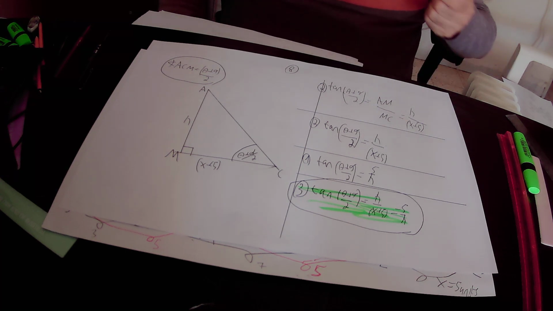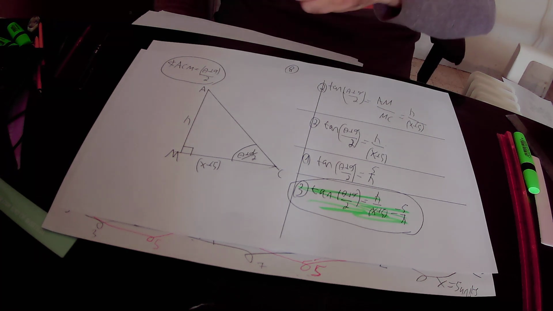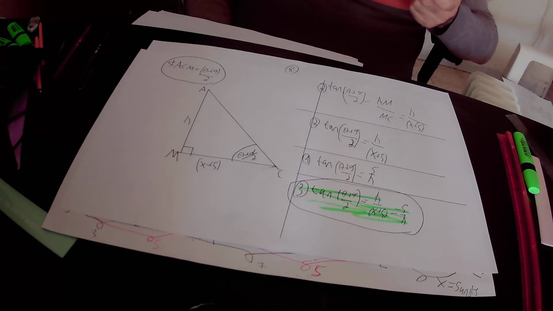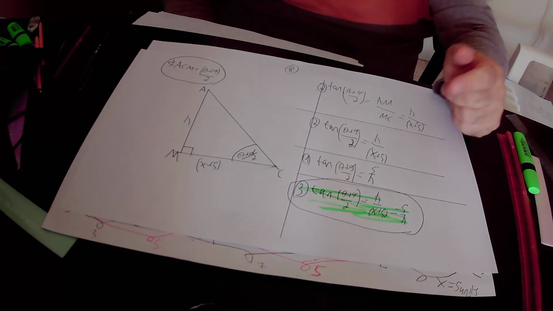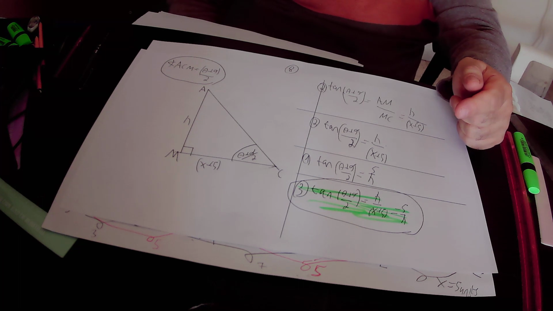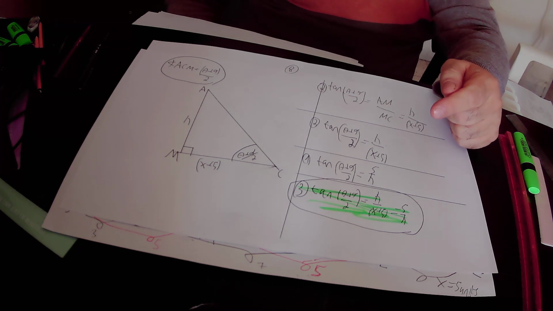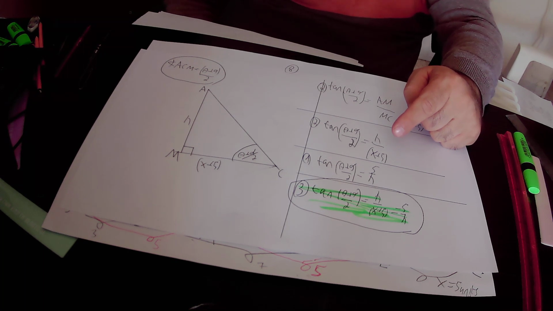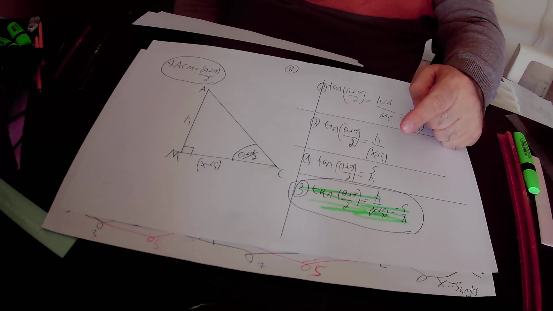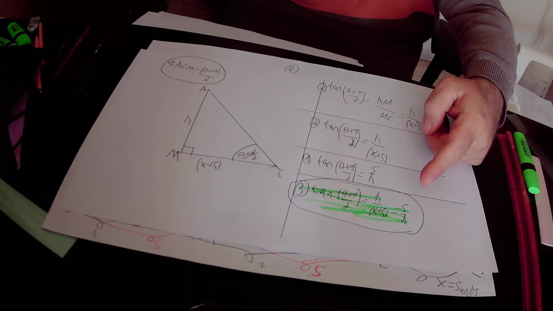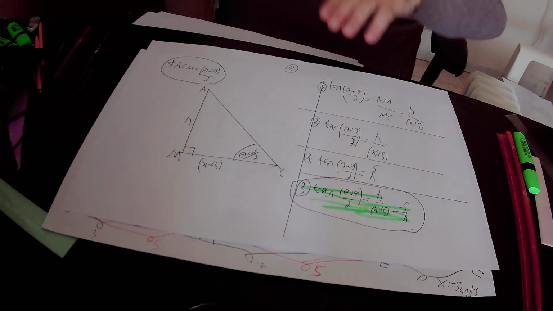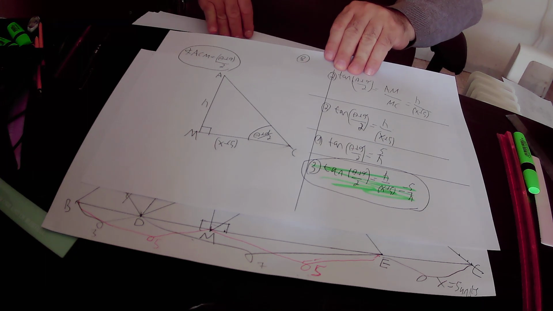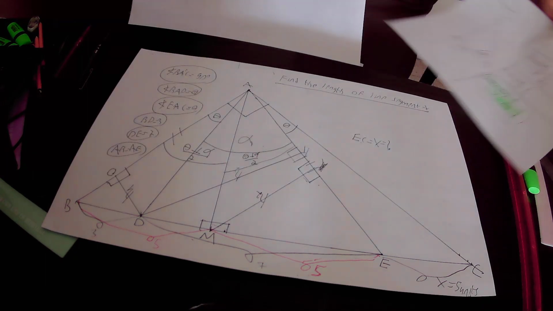5 over H. Then we created equation number 3, that is the combination of equation number 1 with equation number 2. That is to say, according to equation number 3, tangent of (theta plus alpha) over 2 equals H over 5 plus X according to equation number 2, while according to equation number 1, tangent of (theta plus alpha) over 2 equals 5 over H. Okay, then we found the value of (theta plus alpha) over 2.